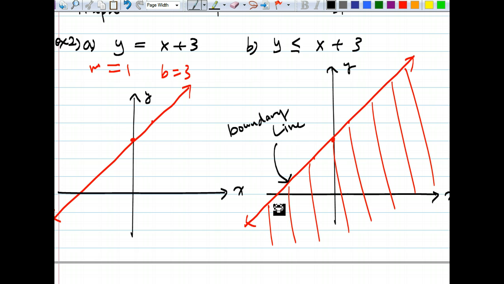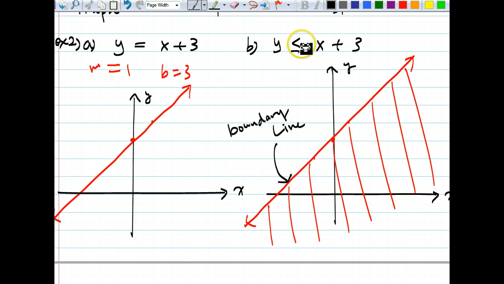By the way, guys, let me ask you this. Do you remember that this line divides the two regions? When you draw this line, it divides the whole region into two sections, one above and one below. This line that divides the whole region into two parts is called the boundary line. That's the boundary line.